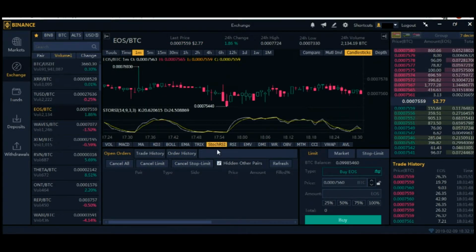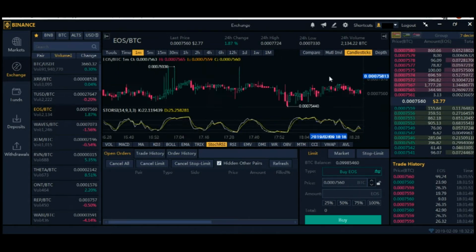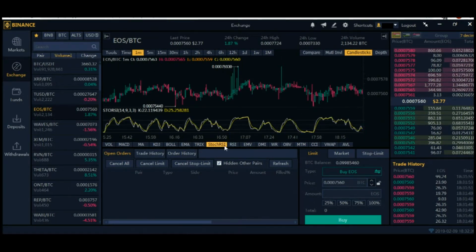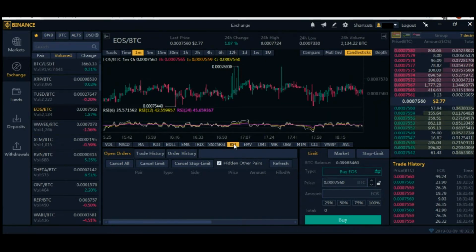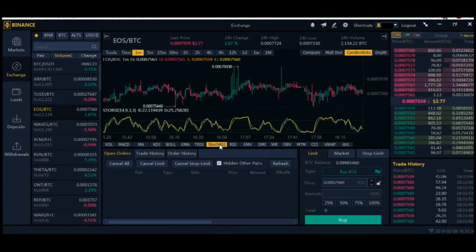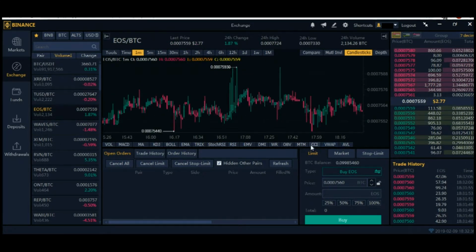This is your stochastic RSI, or stock RSI, and that is your relative strength index. It's a very stock market-y thing. This is just the relative strength index. I don't find that nearly as helpful as the stock RSI.